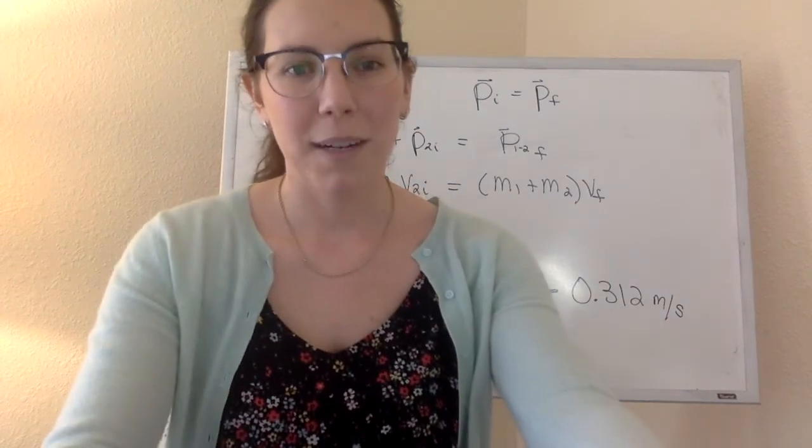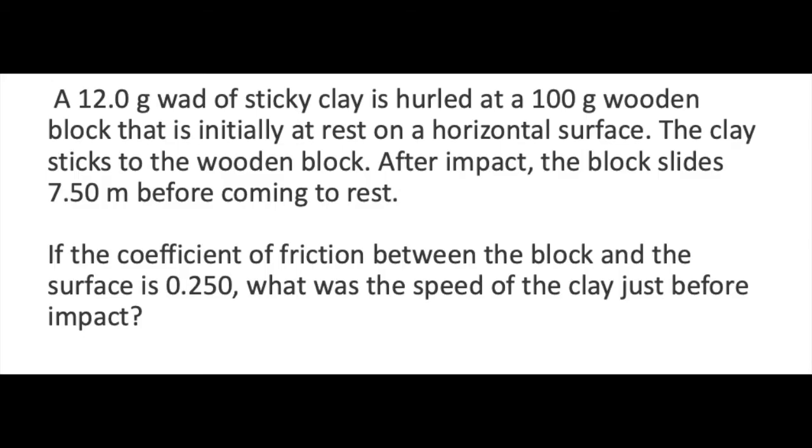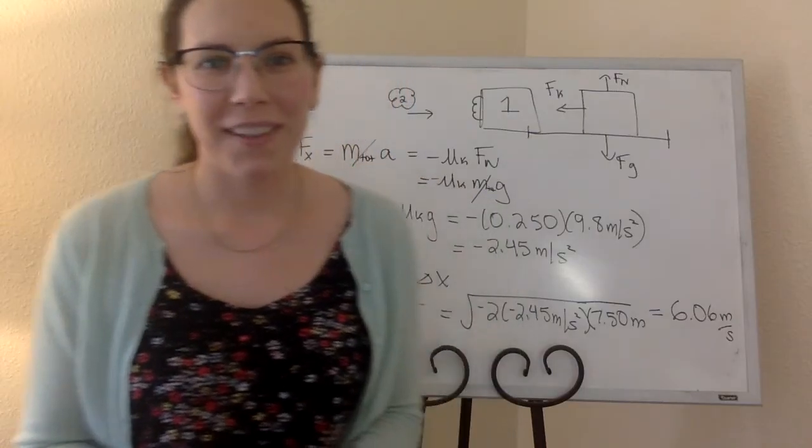But okay, one more example for this section. A 12-gram wad of sticky clay is hurled at a 100-gram wooden block that is initially at rest on a horizontal surface. The clay sticks to the wooden block. After impact, the block slides 7.5 meters before coming to rest. If the coefficient of friction between the block and the surface is 0.250, what was the speed of the clay just before impact?